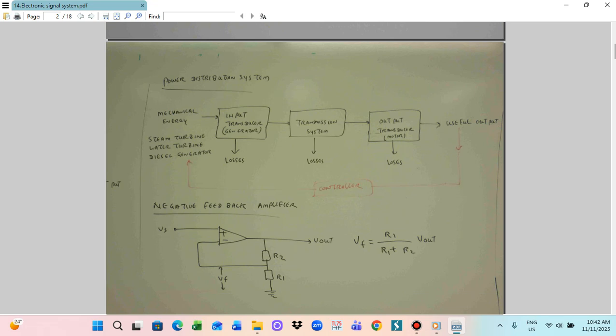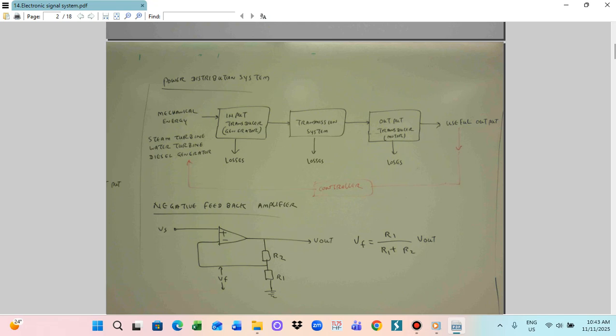The inputs of mechanical energy can be a steam turbine, water turbine, or diesel generator. Those drive the input transducer, the generator. The generator converts the mechanical energy to an electrical signal, electrical voltage. This electrical voltage is transmitted over the transmission line and then supplied to the output transducer, which is a motor. So the power distribution system converts input to output. This is a typical process control system.